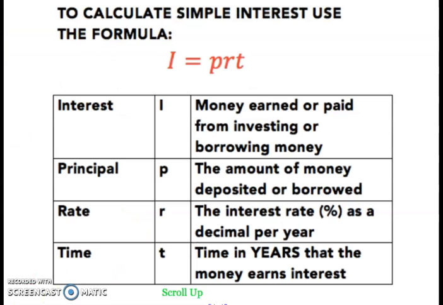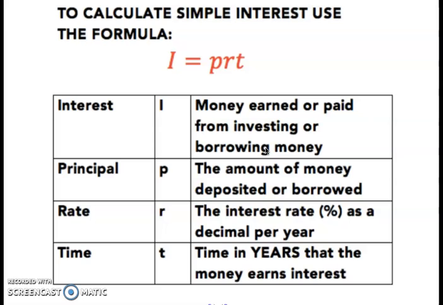To calculate simple interest, we use the formula I equals PRT. I stands for interest, P stands for principal, R is the rate, and T is the time. The interest is money earned or paid from investing or borrowing money. Principal is the amount of money deposited or borrowed. The rate is the interest rate.